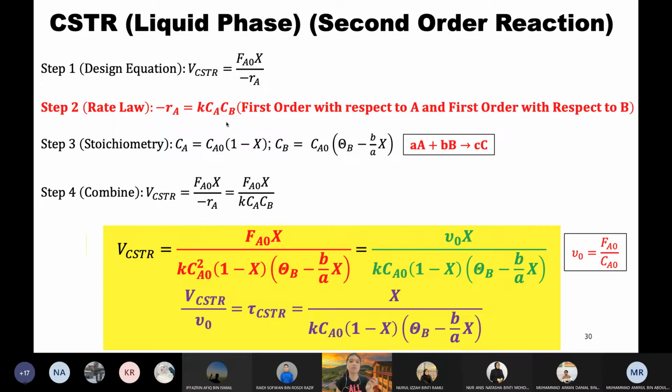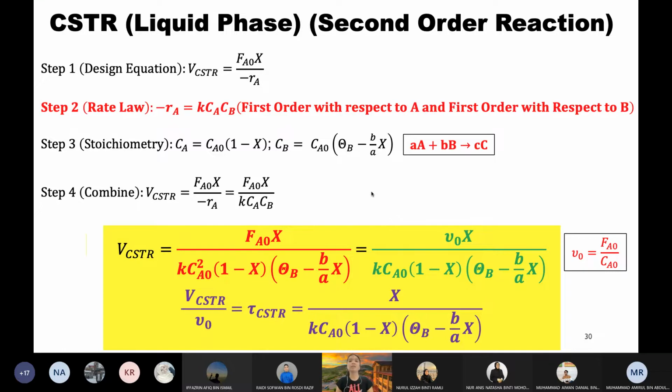Okay. So what's different? The only difference is now the rate law, and also you can see the concentration. Maybe you are not very familiar before this because we always see CA, right? But now we will see CB. So CB you express as CA0 in bracket theta B minus b/a X. This concentration part you learned in chapter 3, so make sure you know how to calculate CA and CB. Especially CB, because sometimes B is a reactant, okay, we express its concentration this way. But when B is a product, we express its concentration a little bit differently. So make sure you check how to calculate the concentration of B whether it is a product or a reactant. Okay, right. So come back to here.